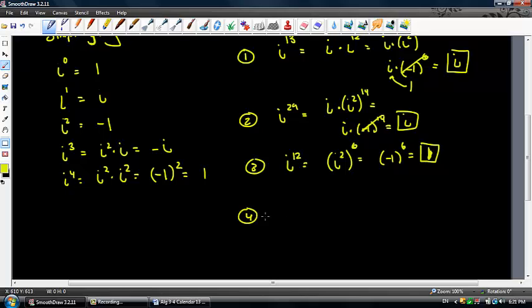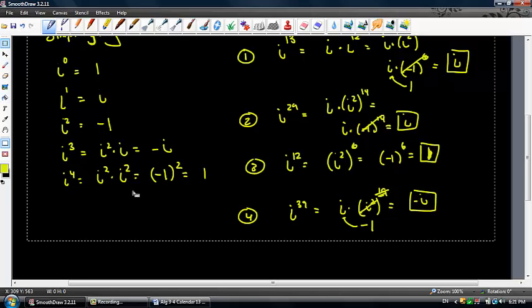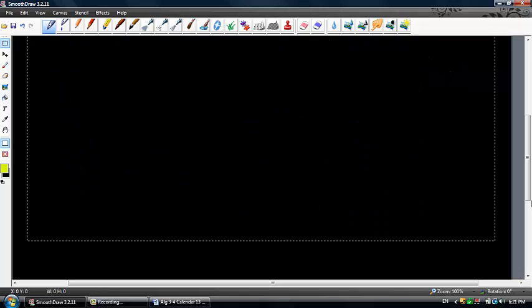Let's do one more. If I say i to the 39th power, that's going to equal i times i to the 2nd power to the 19th power. This is negative 1 to the 19th power, which is negative 1. Negative 1 times i is negative i.